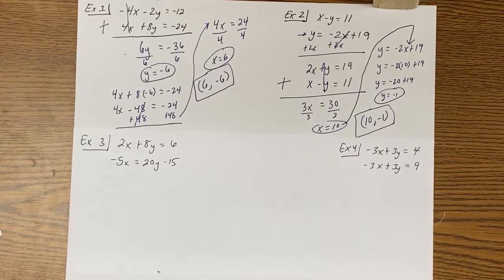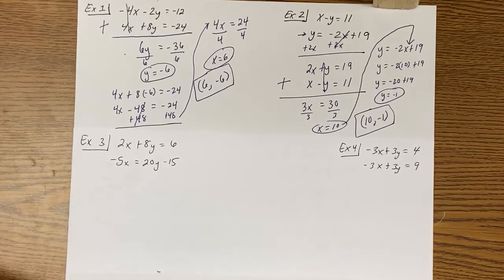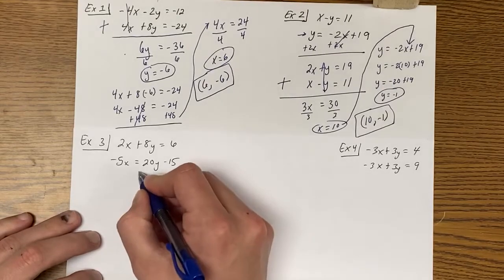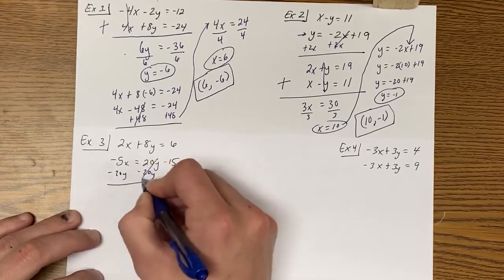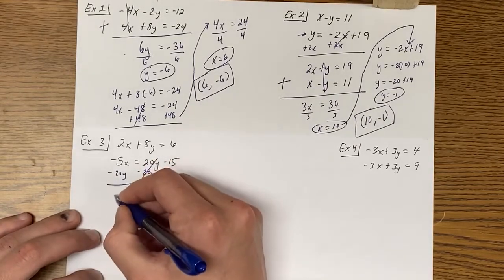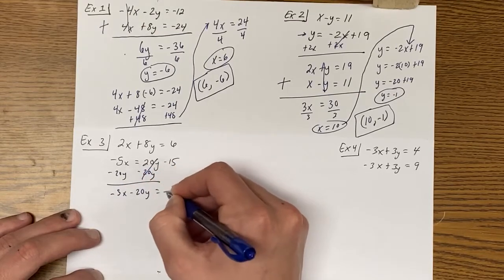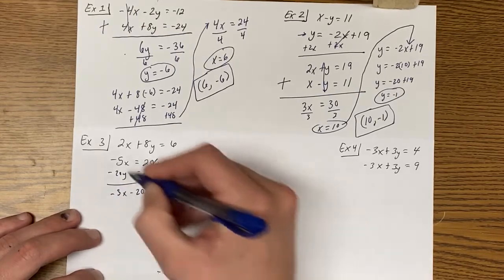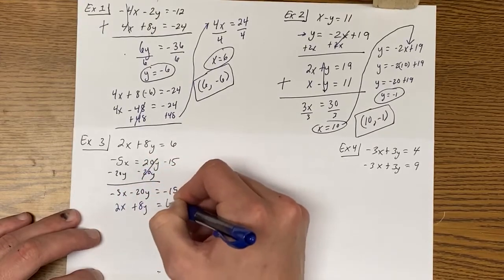Example number 3, we have 2x plus 8y equals 6 and negative 5x equals 20y minus 15. So first thing, our first equation is in standard form, so we can go ahead and leave it as is, but the second equation is not. So we need to move our 20y to the other side. We do that by doing the opposite. So this equation becomes negative 5x minus 20y equals negative 15. My first equation was 2x plus 8y equals 6.